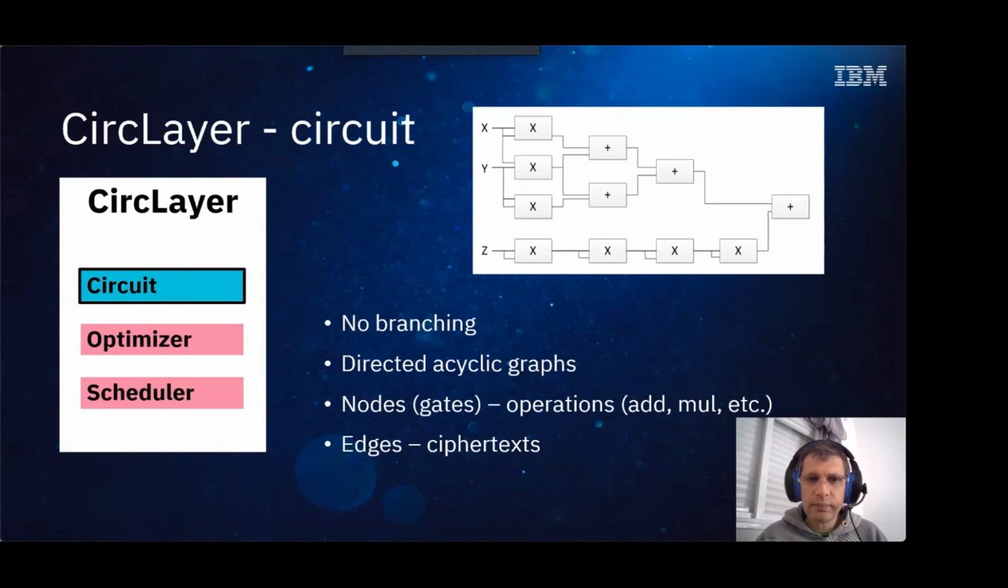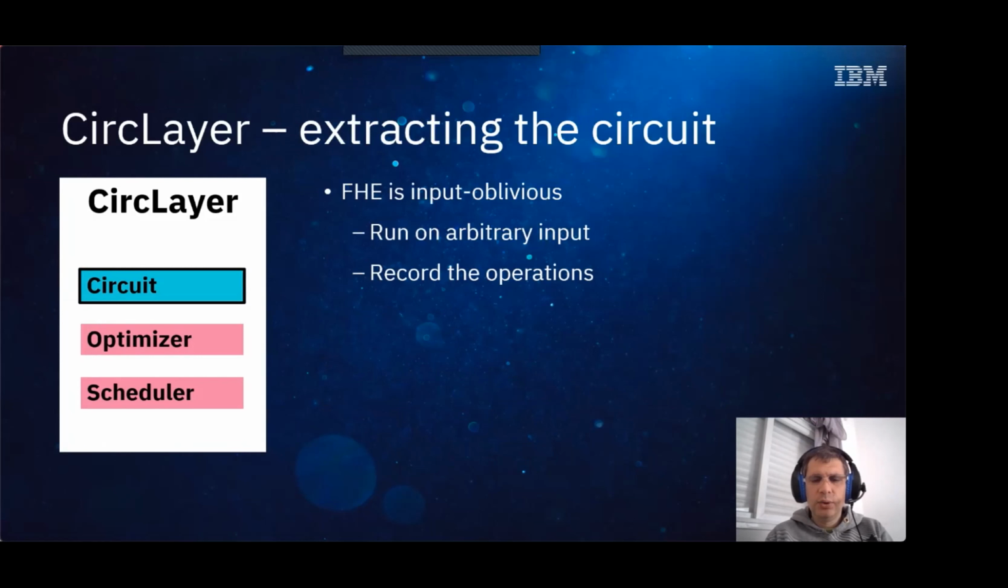So how do we extract the circuit from an FHE code? FHE is input oblivious. That means that for any input, the same gates are going to be executed. So we use that and run the given code on some arbitrary input, and we record the gates that are executed as they execute and use that log to construct the circuit eventually.